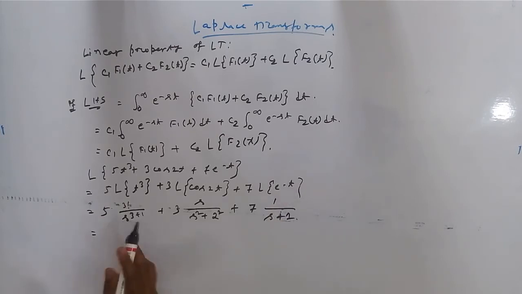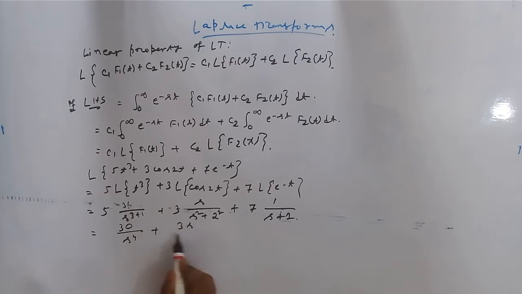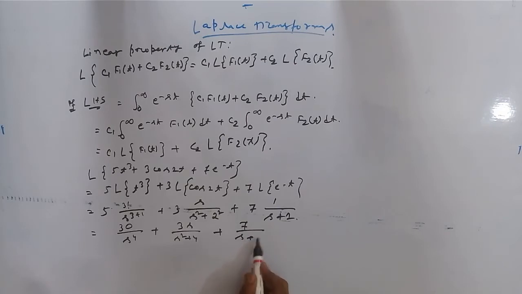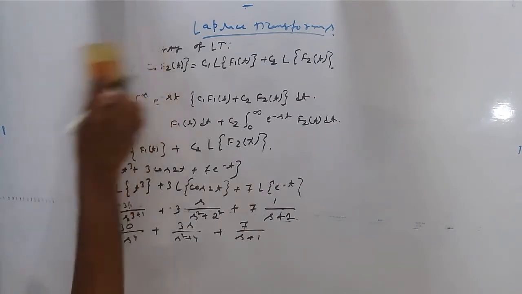So you have to remind all the basic results I wrote here, always, when you are solving a problem of Laplace transform. So this will be 30 by s to the power 4 plus 3s by s square plus 4 plus 7 by s plus 1. So this is the example of linear property of Laplace transform. Okay. Now I'll go to first shifting property, which is very important and very useful.